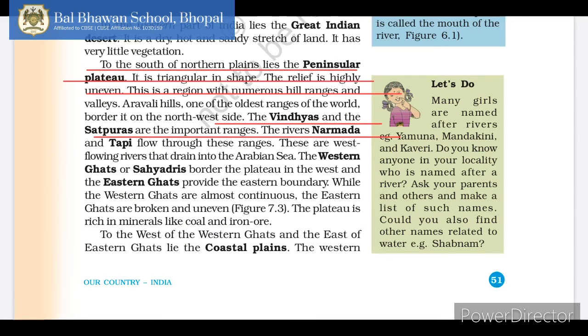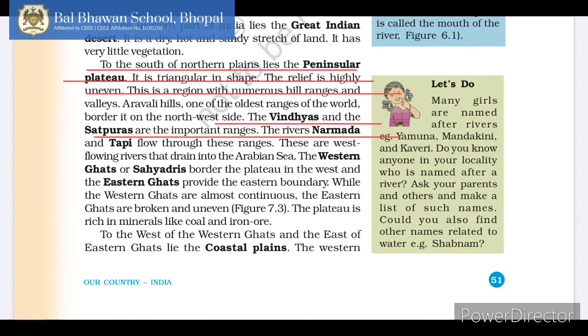To the south of the northern plains lies the Peninsular Plateau. It is triangular in shape. The relief is highly uneven. This is a region with numerous hill ranges and valleys. So, south of the northern plains, there is the Peninsular Plateau, which is triangular in shape, and many hill ranges and valleys are present in this region.